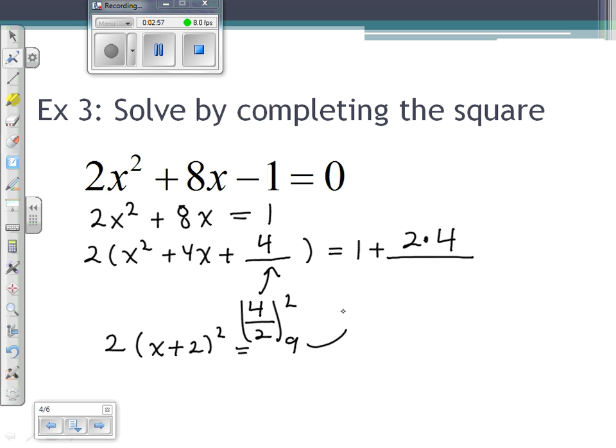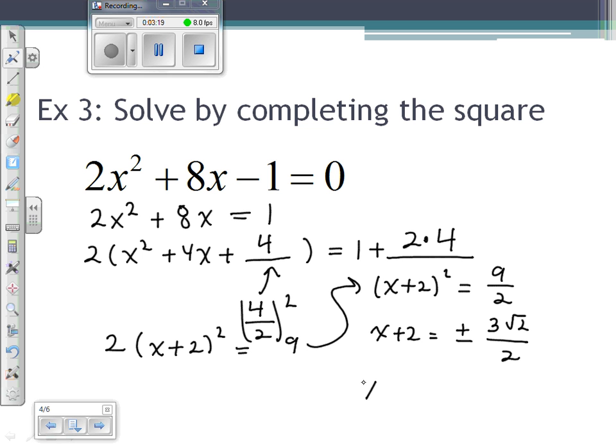Okay? Then it just becomes a simple situation, dividing by 2. You're going to get (x plus 2) squared is equal to 9 over 2. And then it's like the previous problem where you square root both sides. So you're going to get x plus 2. I'm going to skip some steps here. Is equal to plus or minus 3 radical 2 over 2. And then you subtract the 2 to both sides. So x equals negative 2 plus or minus 3 radical 2 over 2.